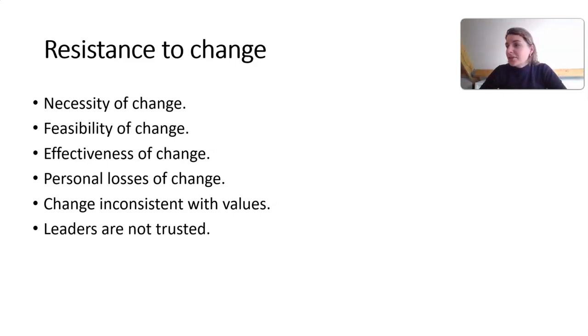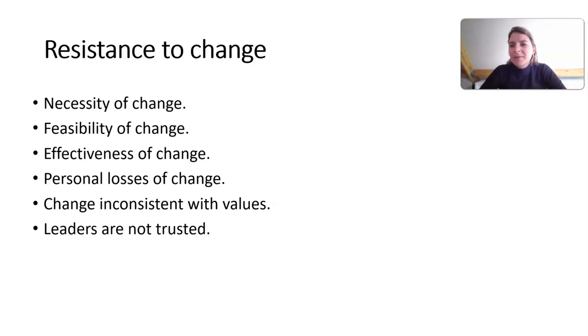Leaders also need to make sure that the change is feasible and also perceived as being feasible, so it cannot be too radical. They need to illustrate the effectiveness of the change, but also understand that there are certain personal losses of change. So some people might lose something and they need to acknowledge this. If a change is inconsistent with the values of the organization, it's very likely to fail.